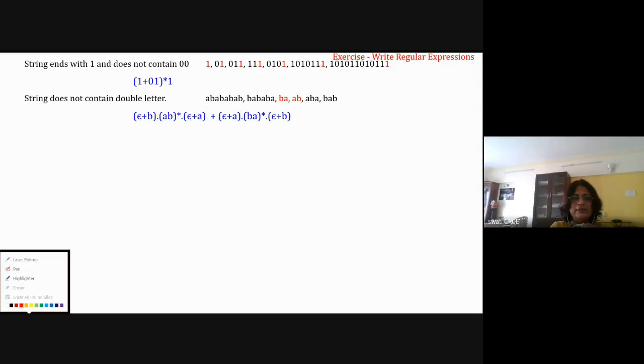With epsilon, I am saying that this term may be there or may not be there. If it is not there, then epsilon will be used. So you can have a string like BAB. If you don't add this term before and after, then you will have a limitation of AB only. But your string can be BAB also, and then it will not be accepted. So that's why I have added epsilon plus B here. Either epsilon, in which case it is not there and only AB remains, and if B is there, then one B should be there.